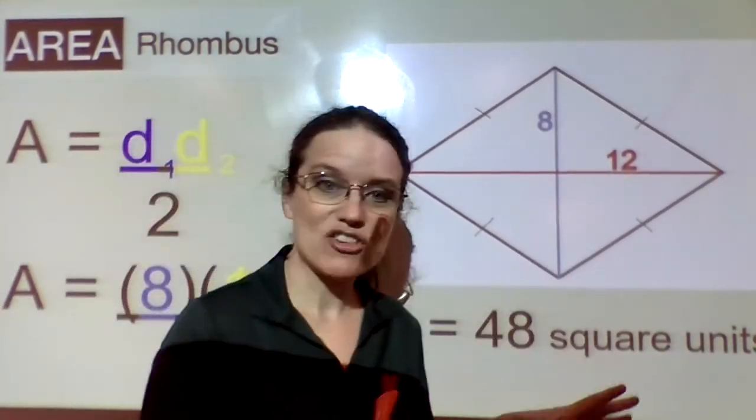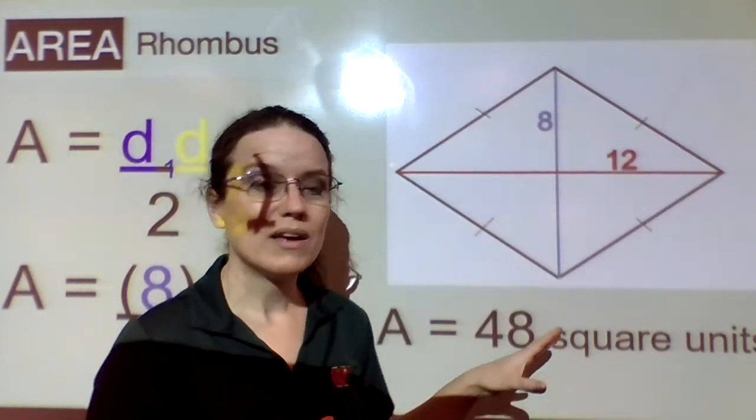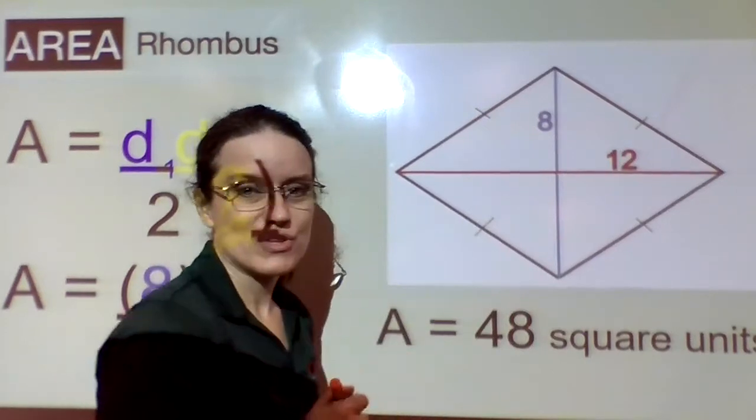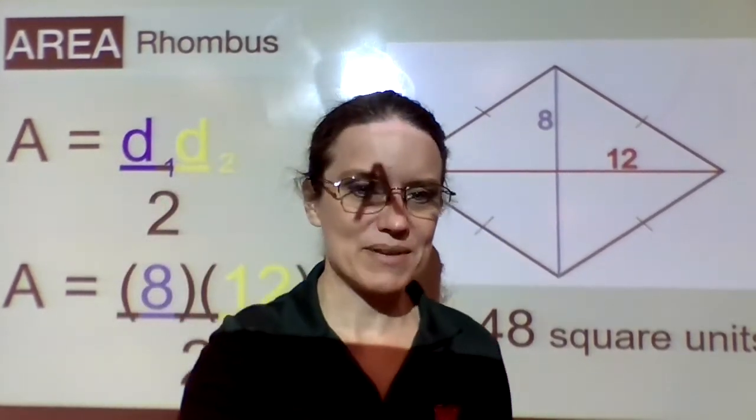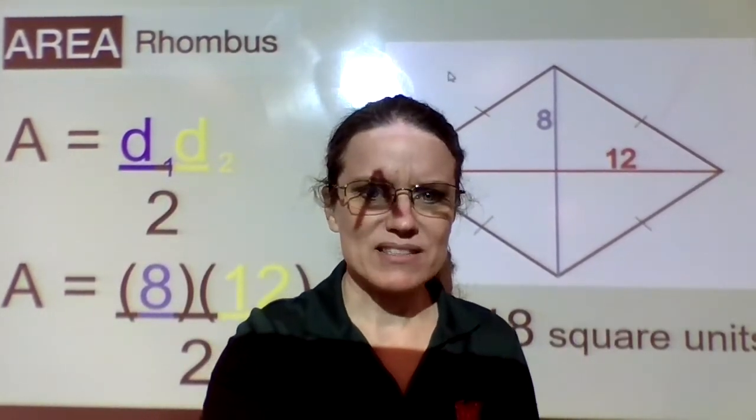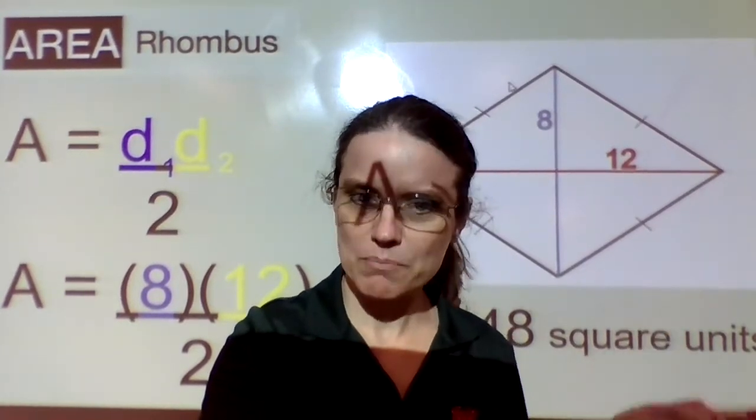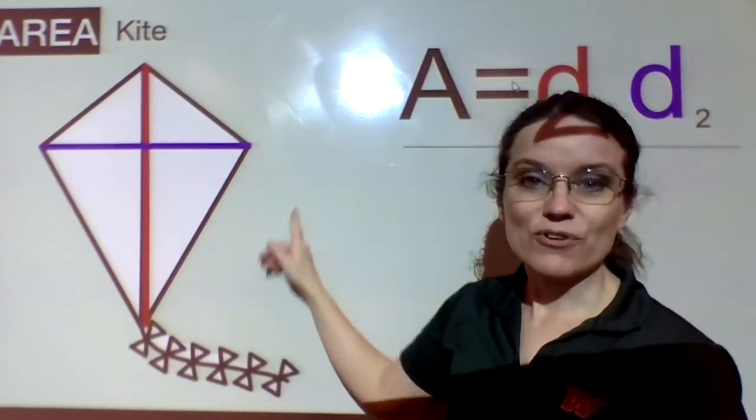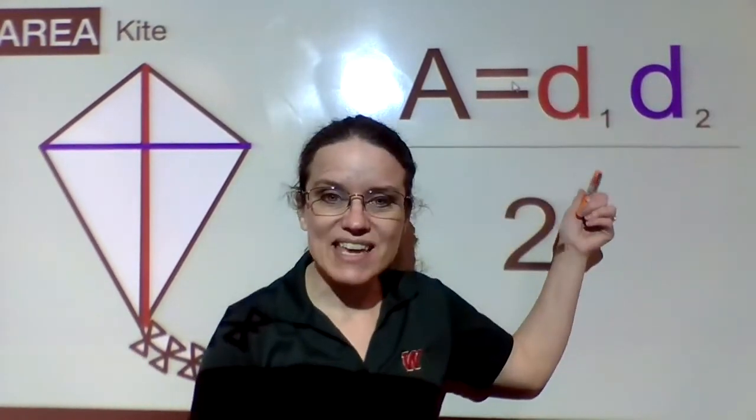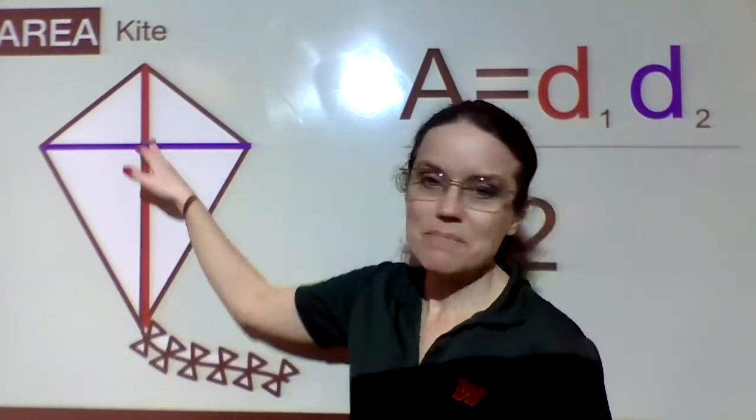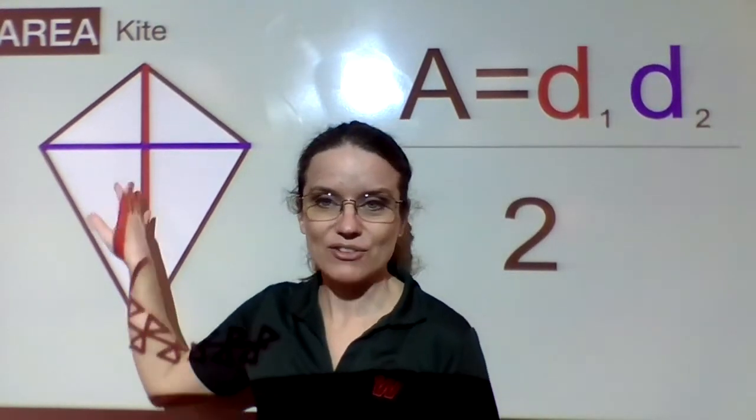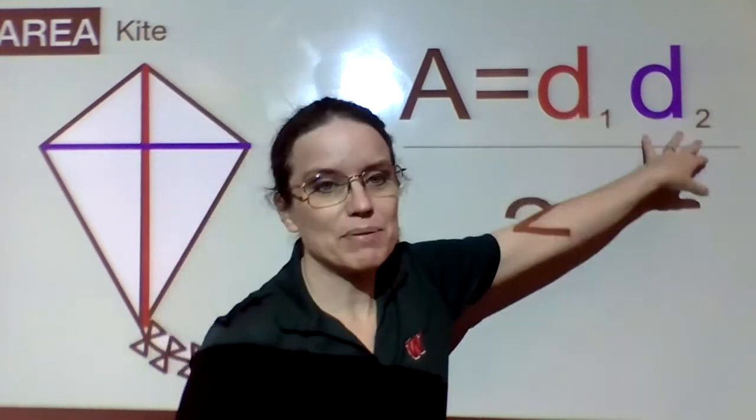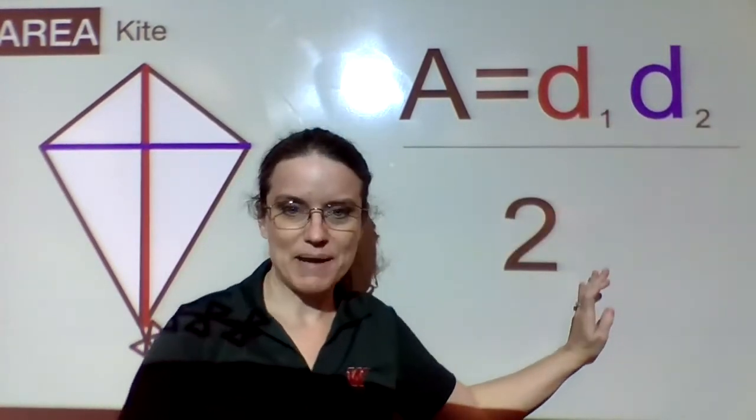And so it's kind of magical that even if you don't know your height, so that you don't know what these are, perpendicular to each other, you can still find the area of a rhombus. Extra bonus, we have another quadrilateral that has perpendicular diagonals. It's a kite. And so for a kite, it's got the same formula because of the magic of these perpendicular diagonals. So the area of a kite is also going to be multiply your diagonals and divide by 2.